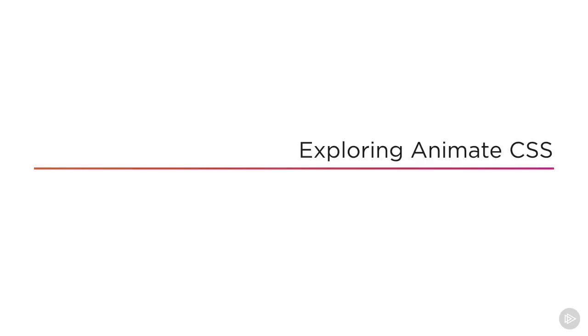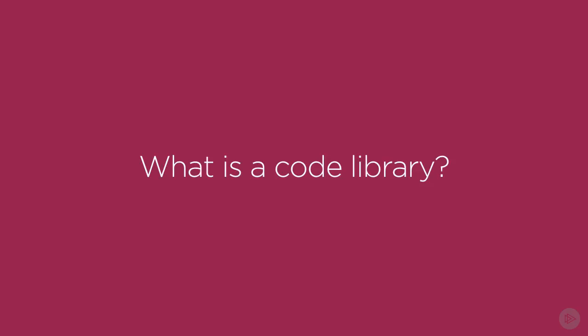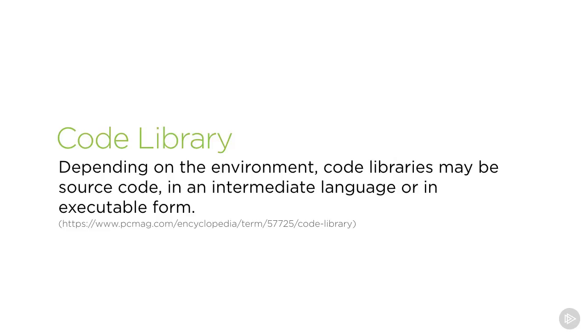Let's first of all talk about and explore a little bit of what Animate CSS is before we dive in and start using it. Animate CSS is a code library. So you may be asking, if you're new to code libraries, what is a code library? Depending on the environment, code libraries may be source code or intermediate language that has some default functionality, some default styling, anything like that, that once you attach to your project, you now can take advantage of what that code library has to offer.